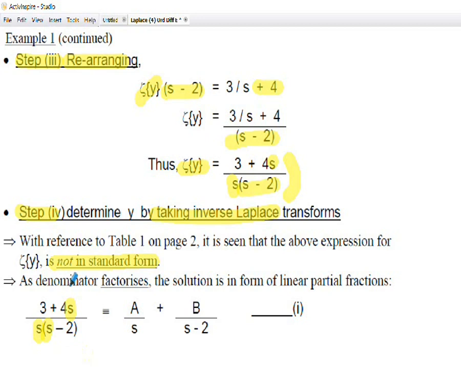And also, does the denominator factorise? Well, it's already factorised in terms of s open bracket s minus 2 close bracket. This is what's called a linear factor. We have two linear factors here, the s and then the s minus 2 in brackets, and from our previous work we write that in its partial fraction form as A over s plus B over s minus 2. So equation 1 is the equation we need to now solve for the constants A and B.